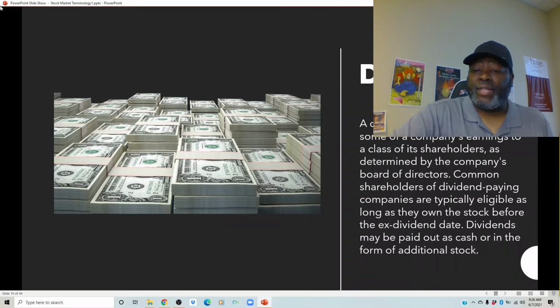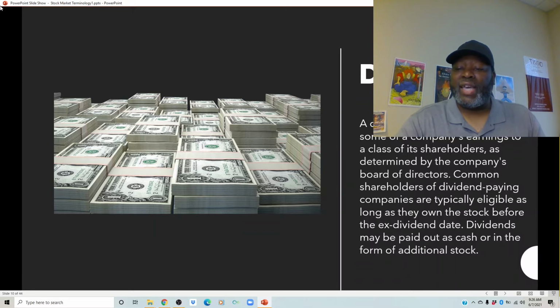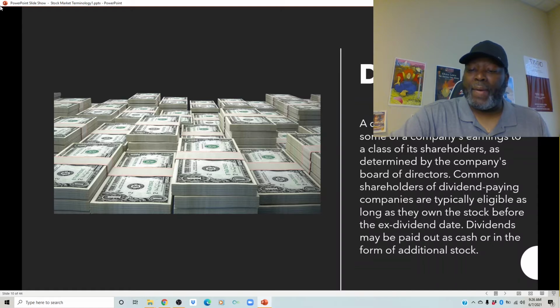All right, dividend. A dividend is the distribution of some of a company's earnings to a class of its shareholders, as determined by the company's board of directors. Common shareholders of dividend-paying companies are typically eligible as long as they own the stock before the ex-dividend date. Dividends may be paid out as cash or in the form of additional stock.